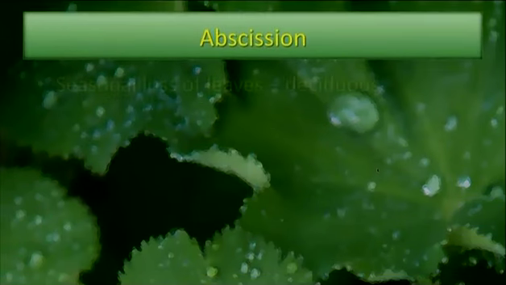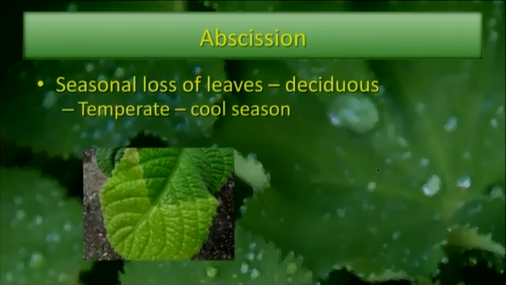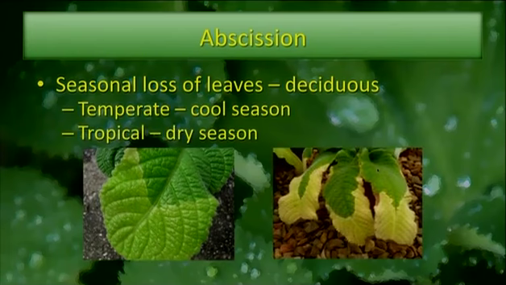Now, abscission is a process by which leaves are shed. It's a seasonal loss of leaves, which you call deciduousness. In temperate areas, plants lose their leaves during the cool season. And in the tropical areas, plants lose their leaves during the dry season. The cycles coincide with the dry season.